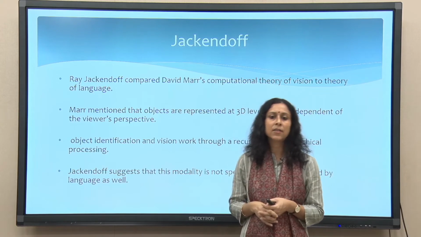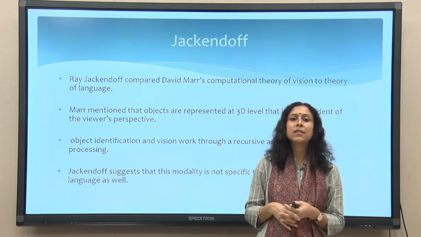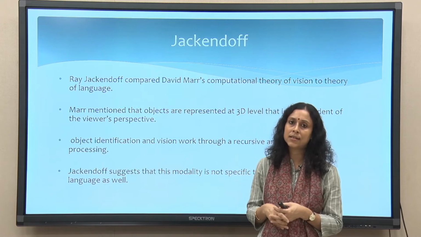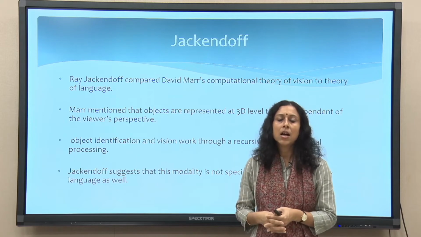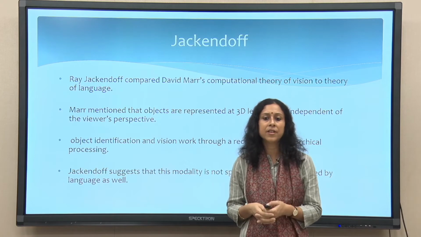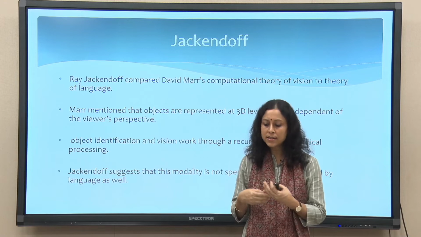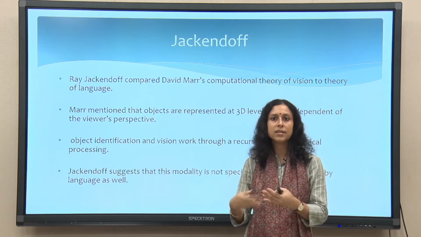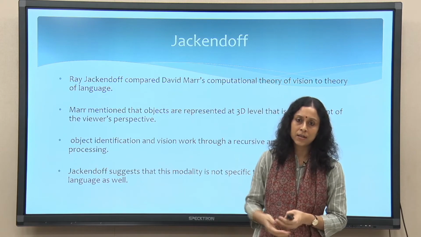Marr mentioned that objects are represented at a 3D level that is independent of the viewer's perspective. Object identification and vision work through recursive and hierarchical processing. So, we understand this computer screen on the table, and the table is inside the room, and so we integrate ever higher levels of visual input.